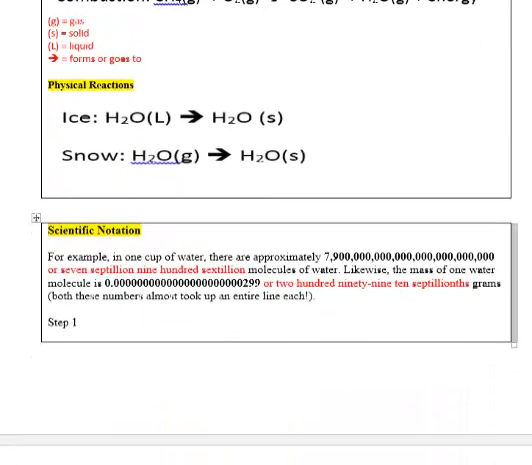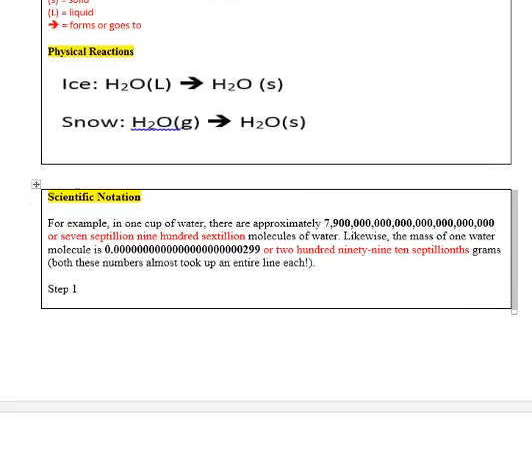Okay, now these numbers here are a little bit problematic. I think the best way to say it is just to count how many zeros there are. For example, in 1 cup of water, there are approximately 7 septillion, 900 sextillion molecules of water. That is 7, 9, and then 23 zeros. Likewise, the mass of one water molecule is 299 times 10^-27 of a gram. That is a 0 point and then 22 zeros and 299.